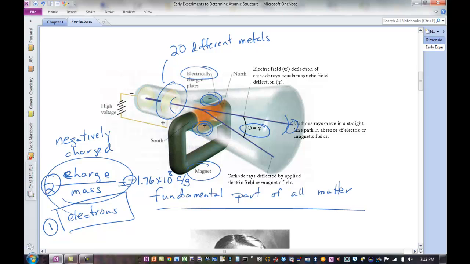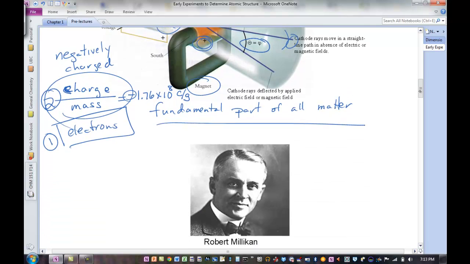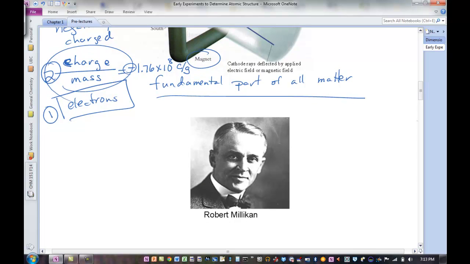Now, let's go to the next guy. Readers of a physics magazine voted this next experiment as one of the 10 best experiments ever. Ten best ever. Okay, so we learned a lot from the cathode ray tube experiment. Make sure you know that one. Let's scroll down to the next handsome gentleman, Robert Millikan.